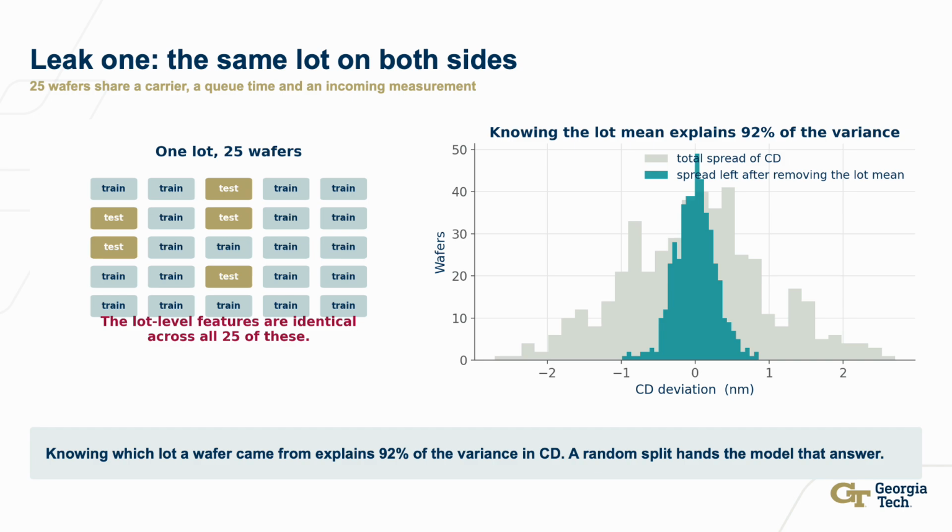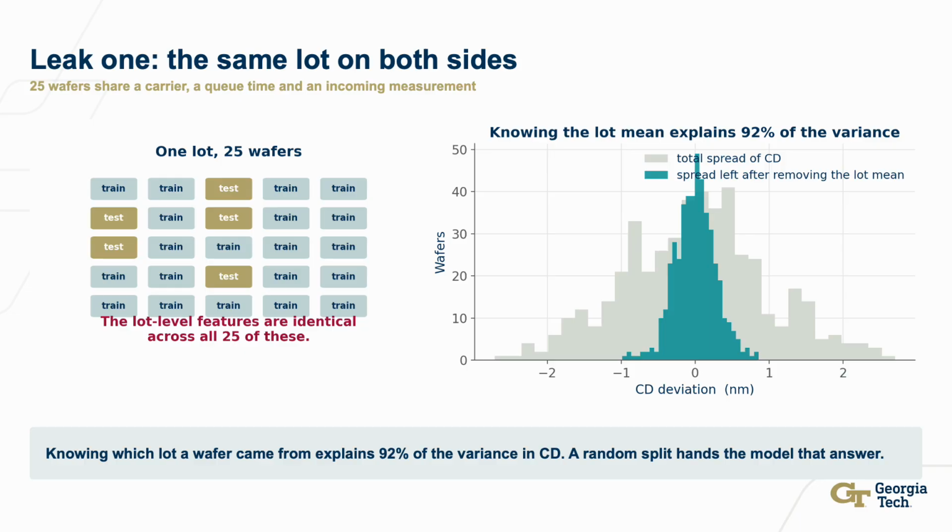all 25 wafers. So when the model predicts one of the 5 test wafers, what does it already know? It has already seen 25 wafers with exactly the same lot level features, and it has seen their measured CD. It does not need to predict anything, it just needs to recall. And here is how much that is worth.